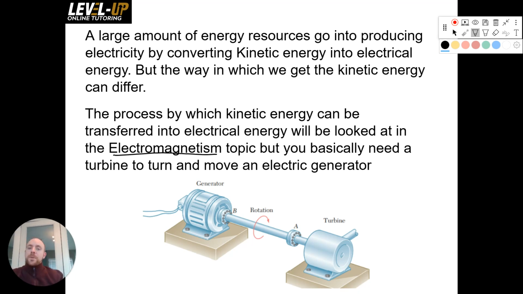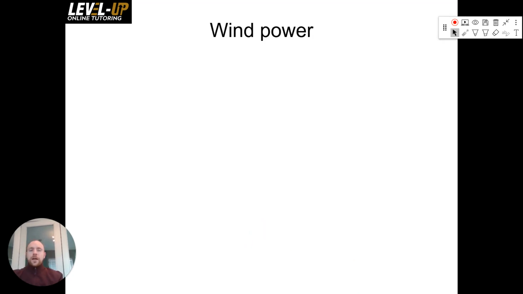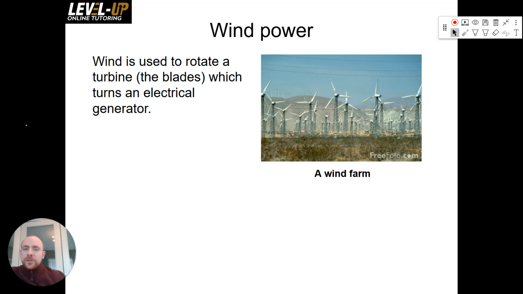So what we're going to talk about mostly in this video is how we get that motion. How do we get the motion that ultimately is generated into electricity? The first one we'll look at is wind power, and this is really straightforward because wind obviously is moving already. All you have to do is get that wind to move a turbine. So you have pretty much a windmill.